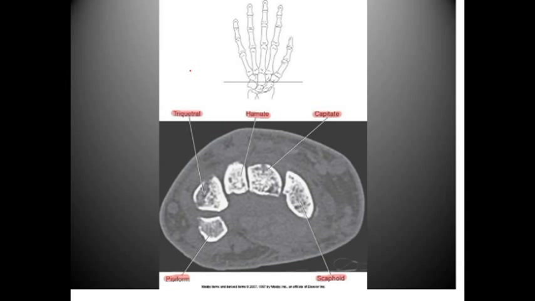So here we're going out of the distal row and kind of going into the proximal row. Notice we can see a little bit of the pisiform here and a little bit of the scaphoid. And that's exactly what we see here as well. We see a little of the pisiform. We're seeing some of the scaphoid. We're seeing the capitate, the hamate, and the trapezoid.